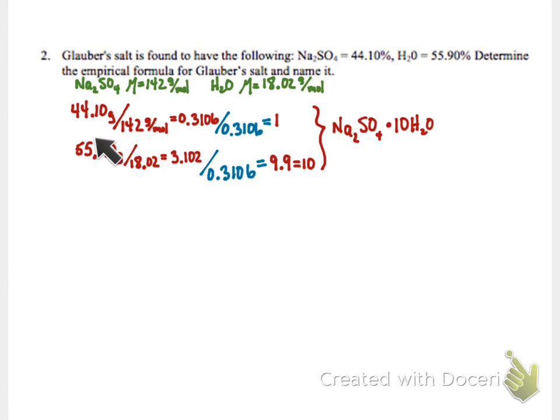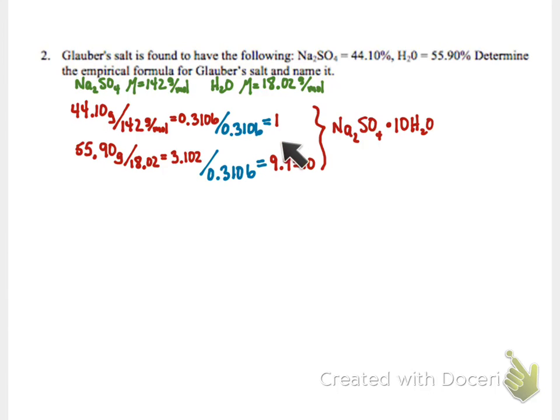Okay, so because we have percent data, we're going to do what we did before, change the percent to a gram, assume that we have 100 grams, take the grams, divide by the molar mass, convert to moles for both sodium sulfate and for water. Take the grams of water, divide by the molar mass of water, and that gives us the moles of water.